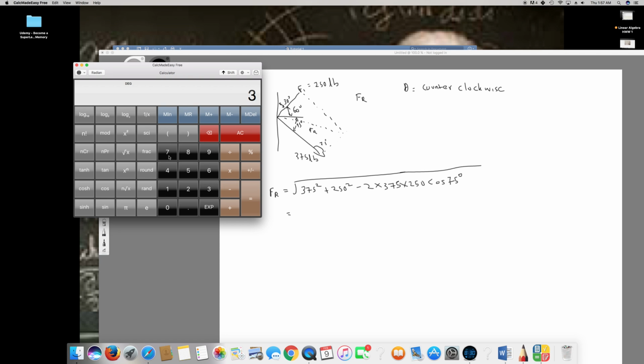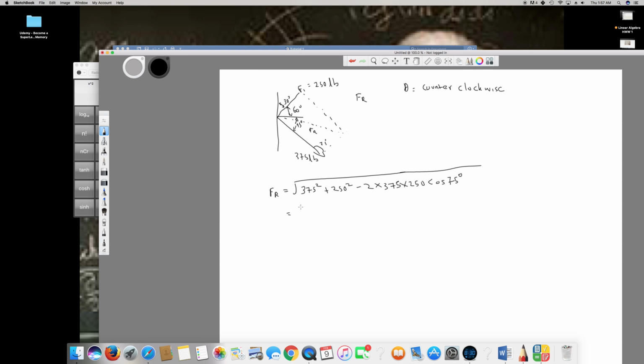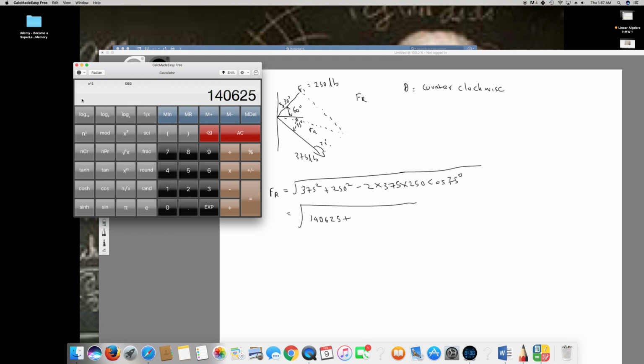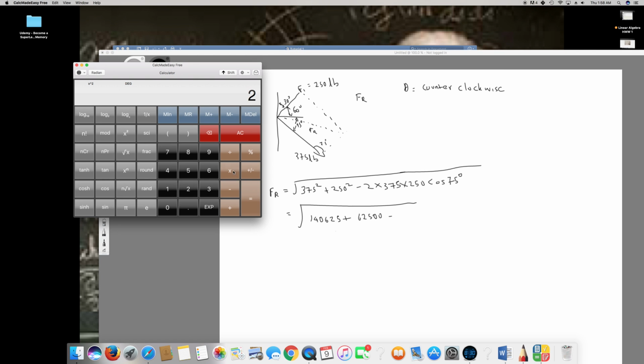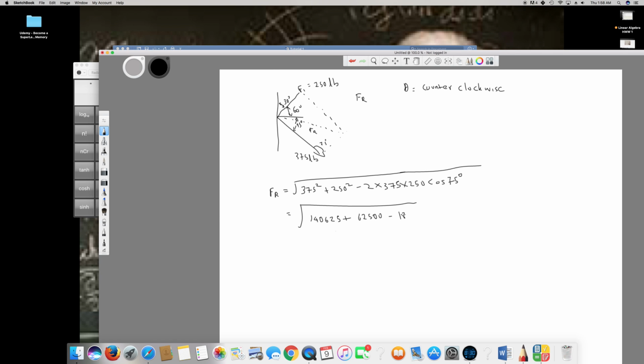Calculate 375 square, which is going to give us what? 375 square is equal to 140,625. 140,625 plus 250 square is going to give me 62500. 62500 minus 2 times 375 times 250 is equal to 187500. 187500 multiplied by cos 75.